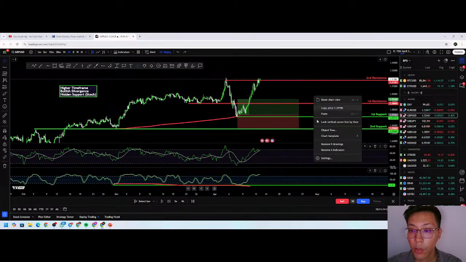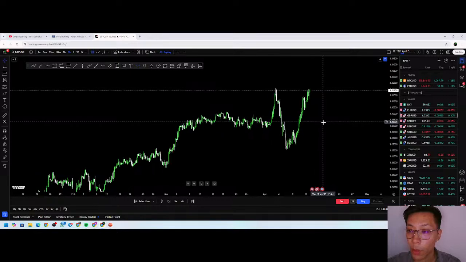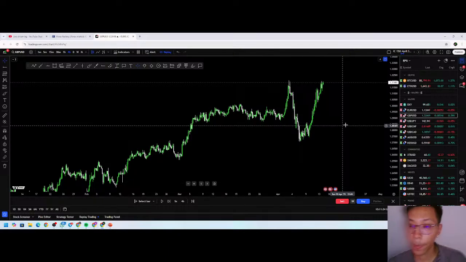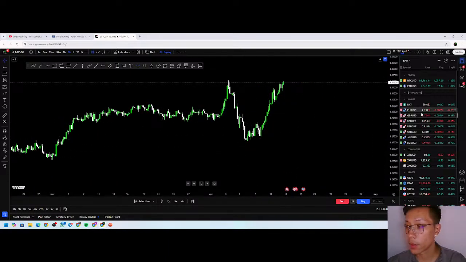And then let me just clear all of this because it might look a bit messy. Alright, then the next thing is how we can use FIBO as well as fair value gaps for swing trading. Let me show you guys.